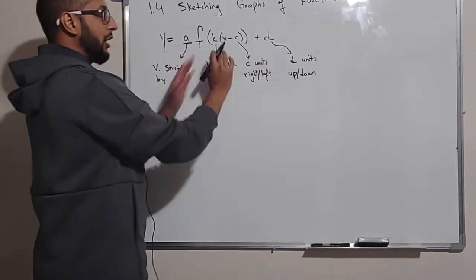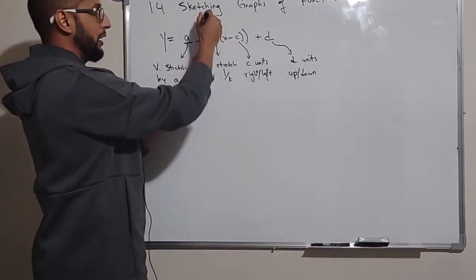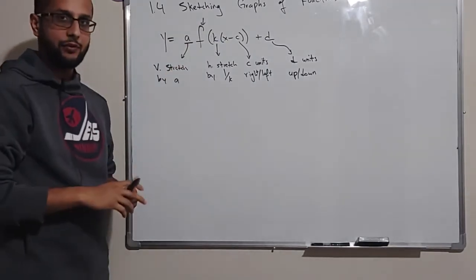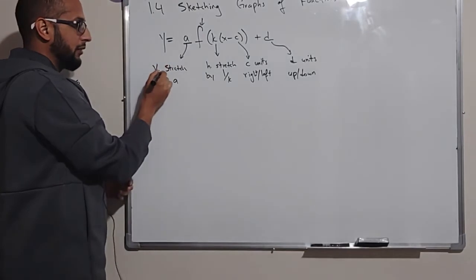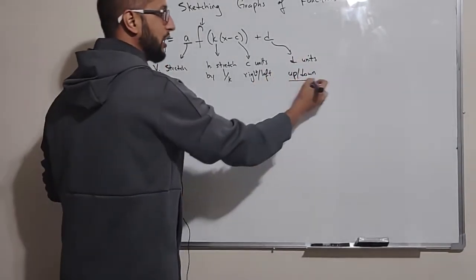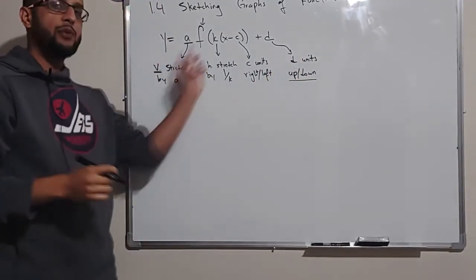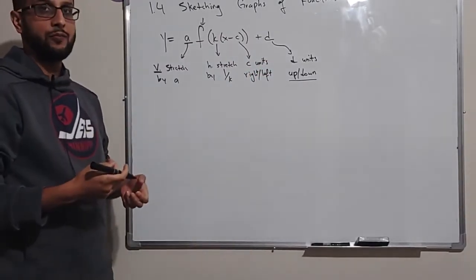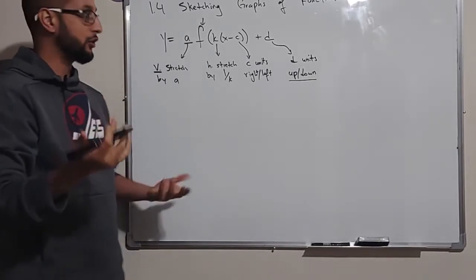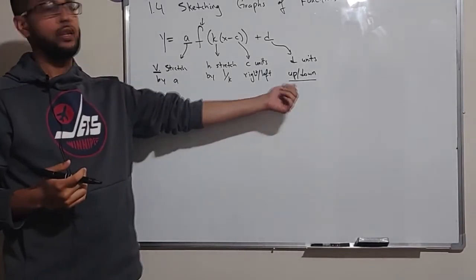There's a couple things that we need to understand here. A and D are outside of the actual function. F is representative of the function. A and D are outside the function. And look, A represents the vertical stretch and D moves it up or down. So whatever is outside the function is actually affecting your Y values because it's moving it up or down. It's a vertical stretch and it's a vertical shift.